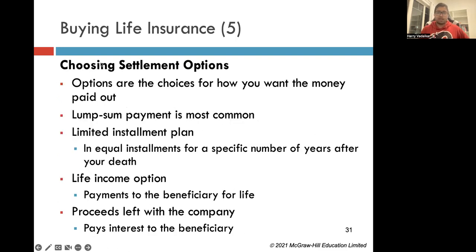Okay. Choosing settlement options. Options are the choice for how you want the money to be paid out. There is lump sum payment, that is most common. So the family is paid a lump sum amount. You can also structure the payment as installments rather than one lump sum. You can have a limited installment plan in equal installments for a specific number of years after your death. You can also have a life income option. It provides payments to the beneficiary for their whole life. If the proceeds are left with the company, it pays interest to the beneficiaries.